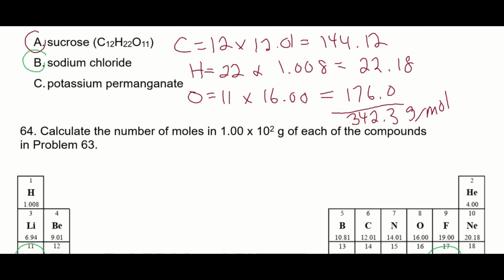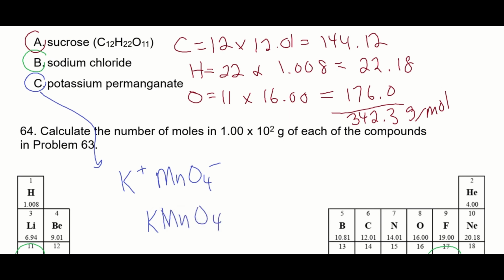All right, finally, potassium permanganate. We're going to need to know our polyatomic ions. Potassium forms a 1 positive cation. Permanganate is MnO4 with a 1 negative charge. They're going to cancel out. So the formula unit for potassium permanganate is KMnO4.